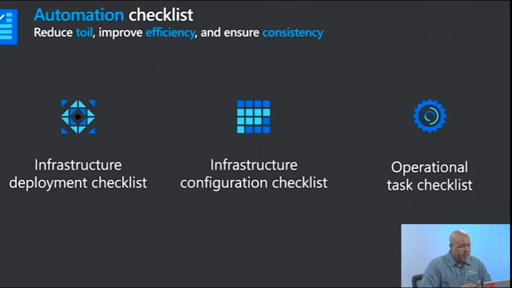So here we have automation checklists that help us to reduce toil, improve efficiency, and ensure consistency. We have an infrastructure deployment checklist, we have an infrastructure configuration checklist, and we have an operational task checklist. These are all very helpful because if we can outline and list out what we want to do from an infrastructure deployment standpoint or an infrastructure configuration standpoint or an operational task standpoint, if we have these defined and outlined, it makes it much easier to codify them. And codifying them absolutely reinforces the goals of automation.